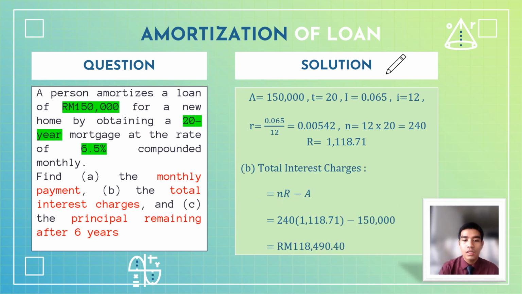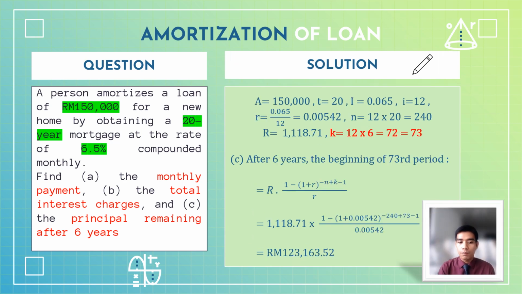The second question is about total interest charge. We use the formula of total interest paid, which is equal to nR minus A. n equals 240, R is the amount from the first question, which is 1118.71, minus A, 115,000. So we get that the total interest charge equals 118,490.40.